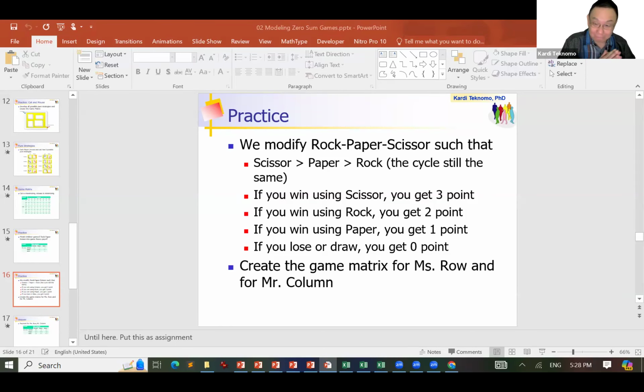Can you create the game matrix for Miss Row and Mr. Kong if we change a little bit the rule for the rock, paper, scissors game? Anyone?